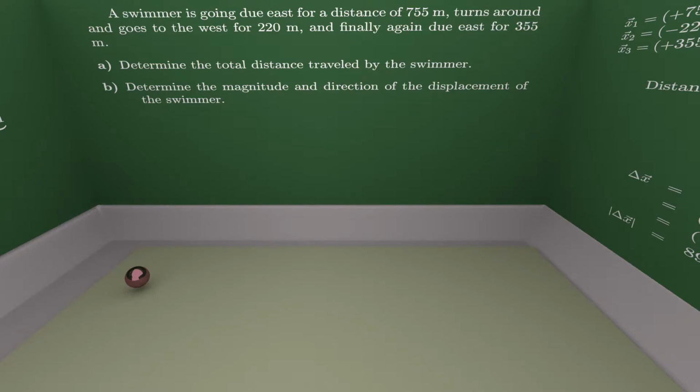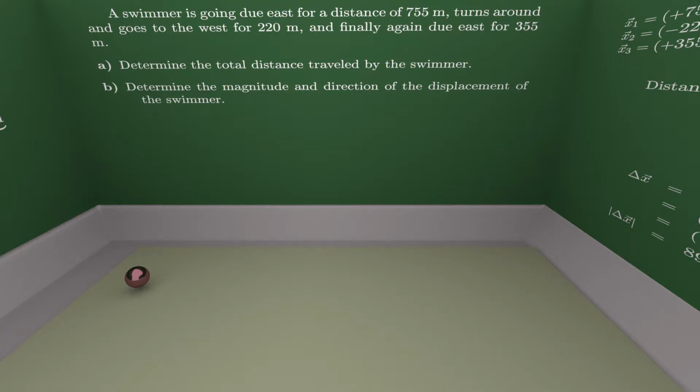A swimmer is going due east for a distance of 755 meters, turns around and goes to the west for 220 meters, and finally again due east for 355 meters. A. Determine the total distance traveled by the swimmer. B. Determine the magnitude and direction of the displacement of the swimmer.